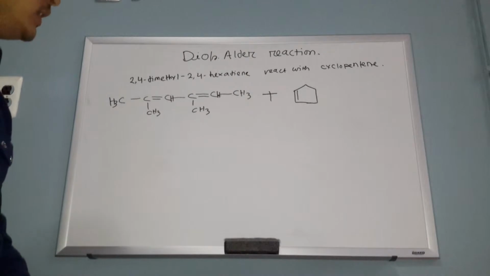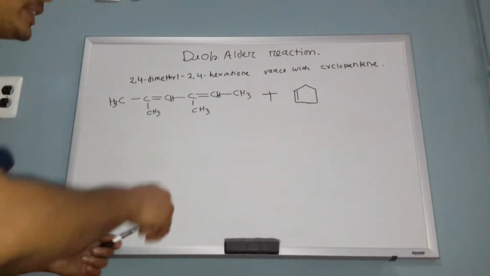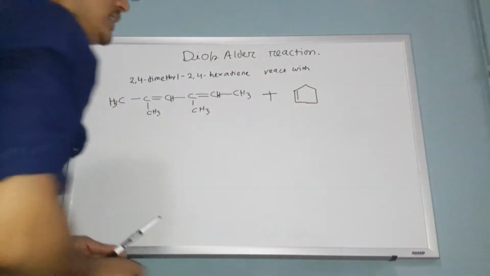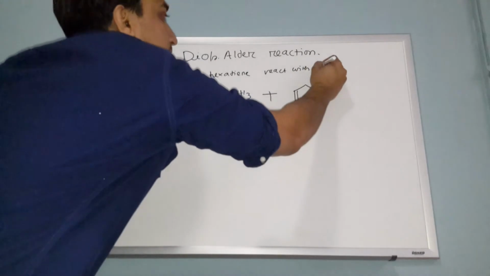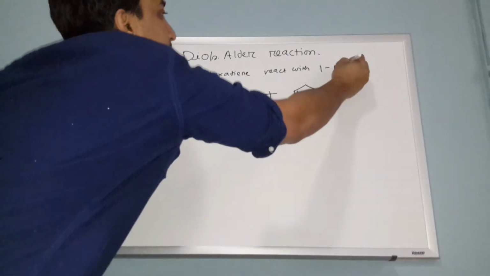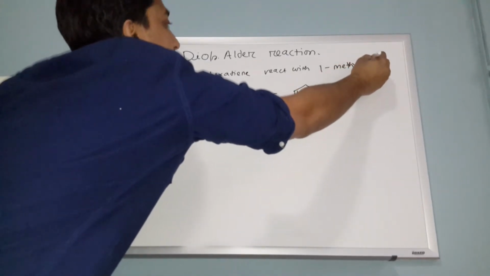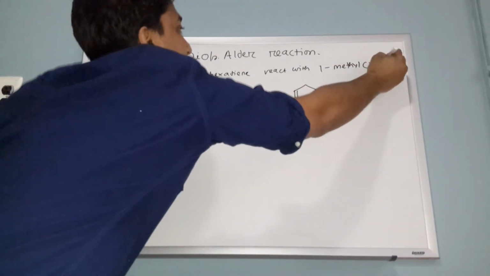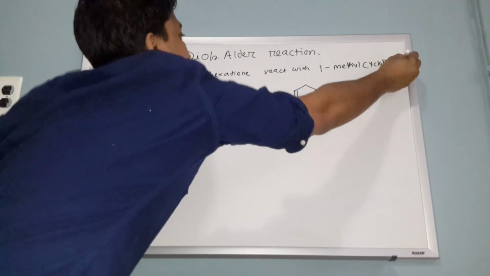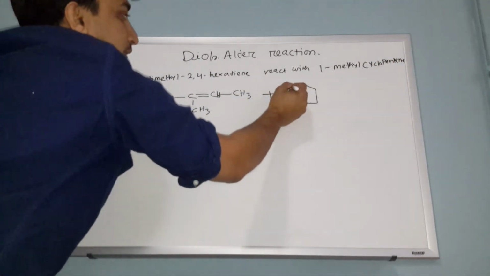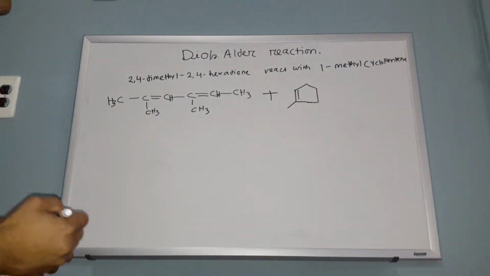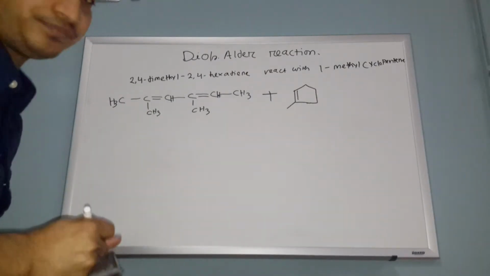Okay, this is the case. Okay, let's make this one a little bit harder. Instead of cyclopentene, write 1-methyl cyclopentene. So this is my number 1, CH3, 1-methyl cyclopentene.